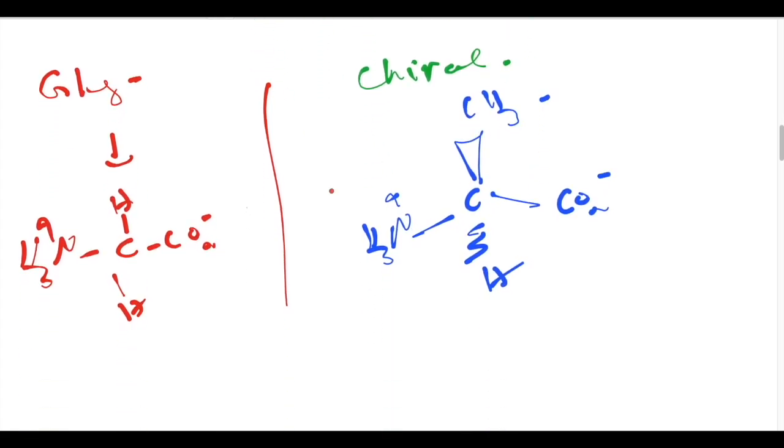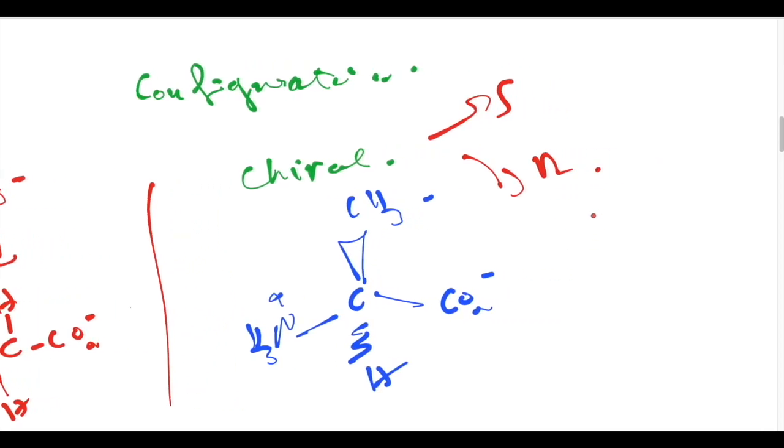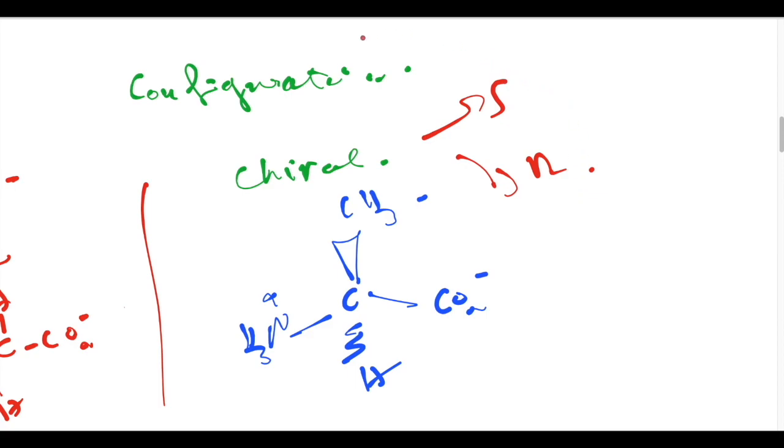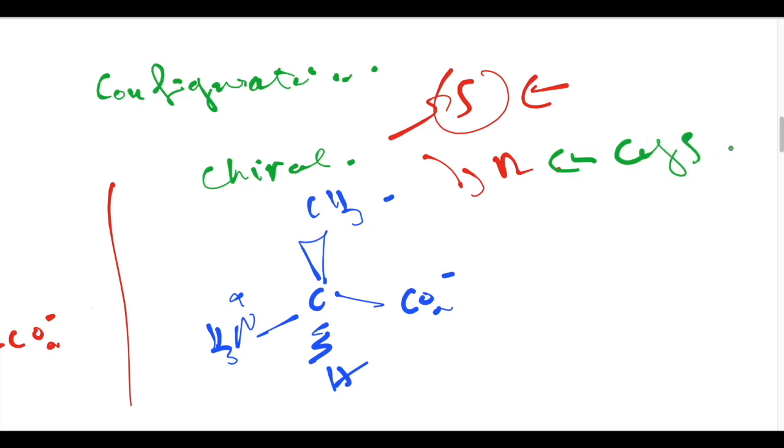So all the others exist either in the S enantiomeric form or the R enantiomeric form. But all the amino acids that compose the proteins are in the S enantiomeric form. There is one amino acid that is not in the S form, which is the cysteine that exists in the R form. So the cysteine exists as the R enantiomeric form, and all the others are in the S form.